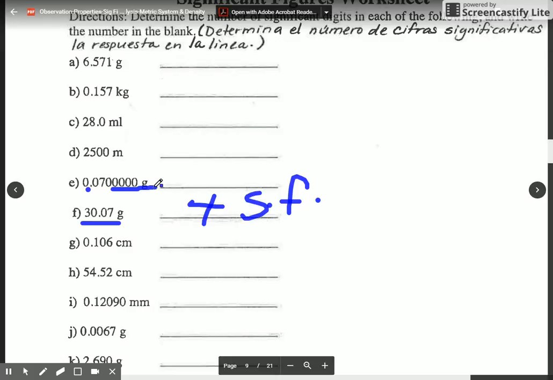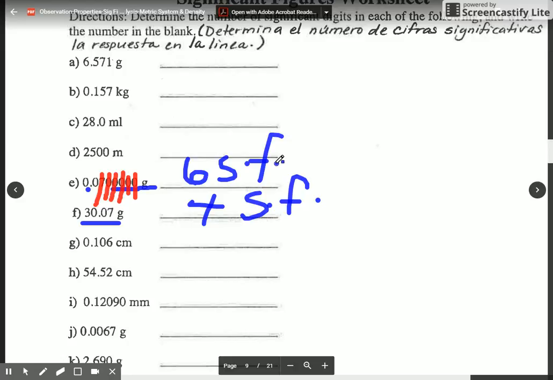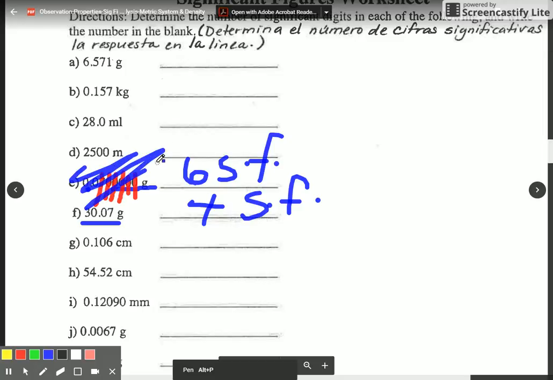So how many sig figs do you have? You are going to have then the 7, this 0, all of these zeros, you're going to count. So you have 1, 2, 3, 4, 5, 6. So the right answer here is 6 significant figures.